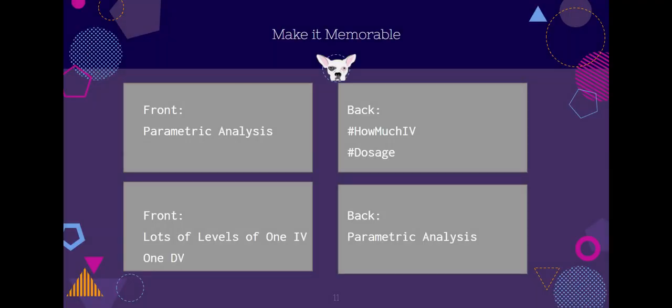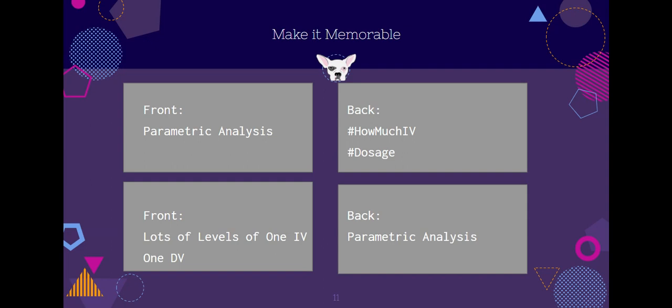To make it memorable, use flashcards or SAFMEDs. The card should focus on just the key features of the concept. No 40-word flashcards, please. Here you'll see two cards I would make for the parametric analysis question. The front would be simple, parametric analysis, and the back I would put my hashtags, how much IV and dosage.